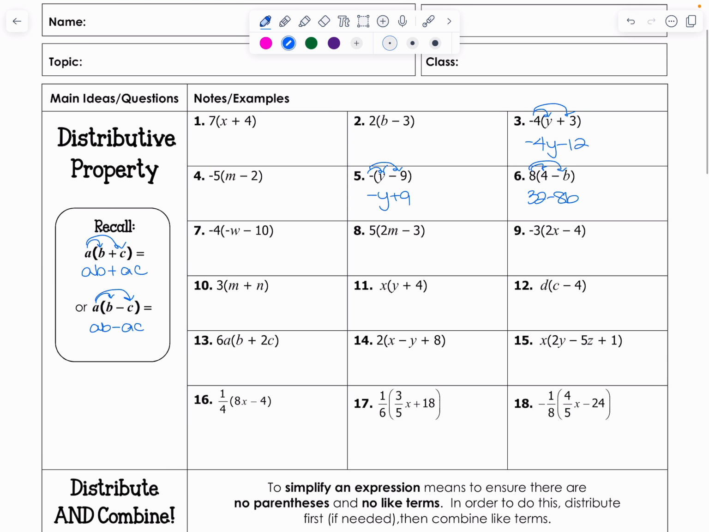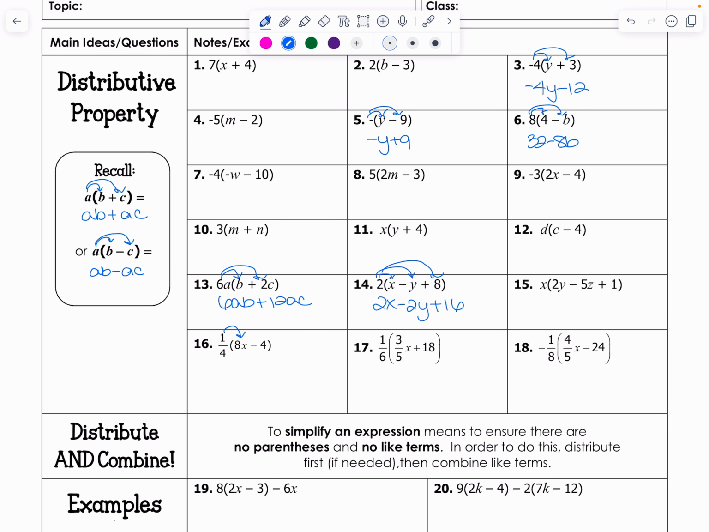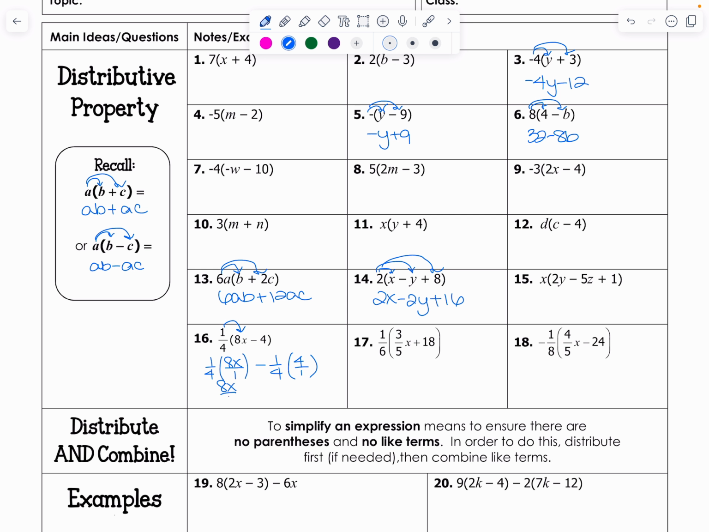I'm just picking some ones. My 6a to both terms gives me a 6ab plus a 12ac. Here I can distribute to 3 terms, so that gives me a 2x minus 2y plus 16. Let's do some fractions, because that's fun. So my 1/4 times my 8x, that 8x is over 1, and then minus 1/4 times 4 over 1. So then I get an 8x over 4 minus 4 over 4. So I get a 2x minus 1.